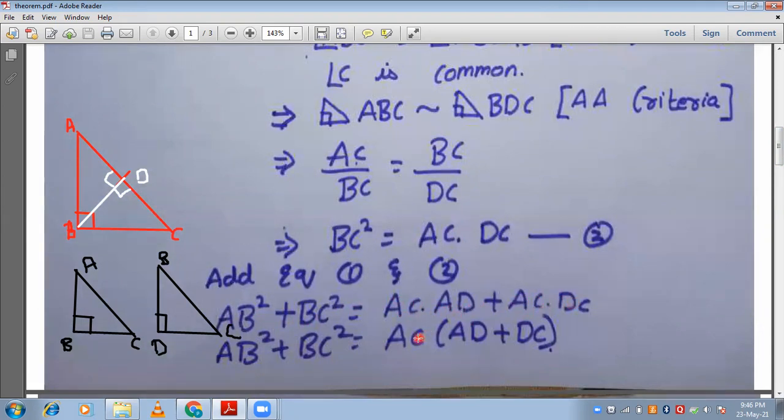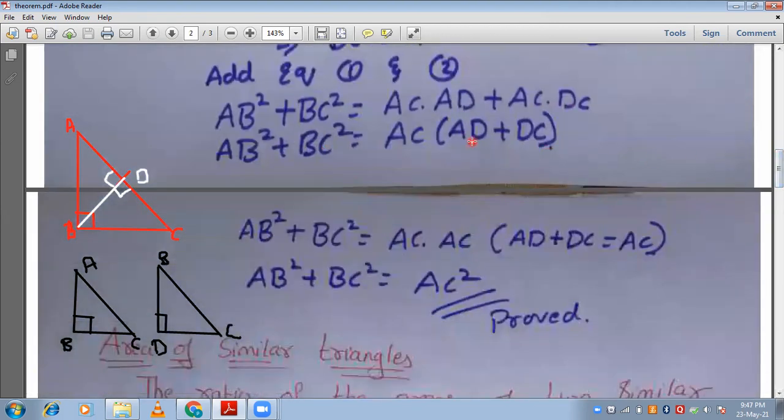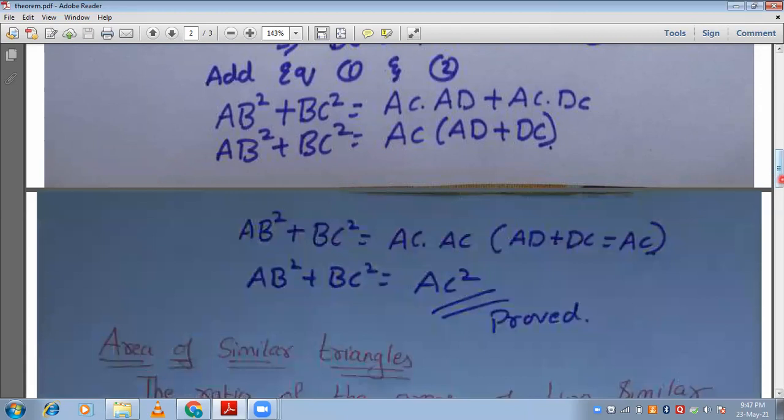Take AC as common, and the remaining is AD plus DC. Observe that AD plus DC gives the full length AC. In the place of AD plus DC, you can write AC. Yes, in the next step, replace AD plus DC with AC. AC into AC is AC square. This is the proof. Very simple theorem, and this is a very important theorem. State and prove Pythagoras theorem. Next theorem.